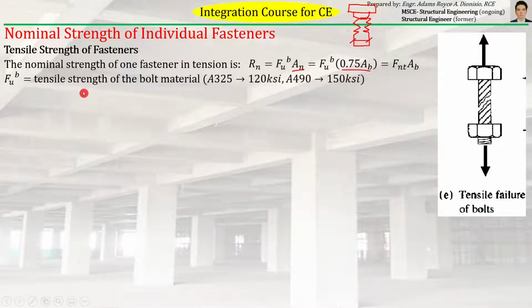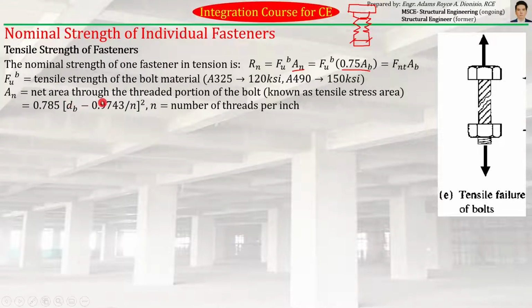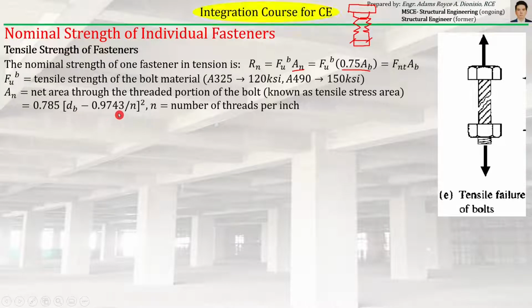So, yung Fub, that is the tensile strength of the bolt material. Pag A325 na bolt yung gamit mo, ang value ng Fub ay 120 ksi. Pag A490 na bolt, 150 ksi yung Fub niya. Yung An, that is the net area through the threaded portion of the bolt, known as the tensile stress area, which can be computed using this formula, 0.785 quantity diameter ng bolt minus 0.9743 over n, quantity squared, wherein yung n is the number of threads per inch. Okay, so bilangin mo lang ilang threads yung meron per inch dito, yun yung n natin. That's how you compute An.